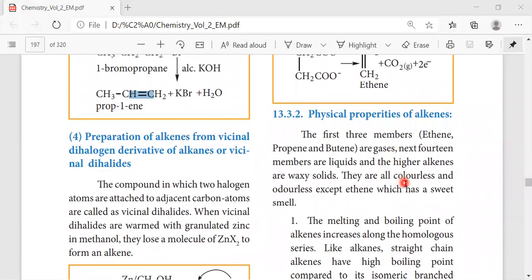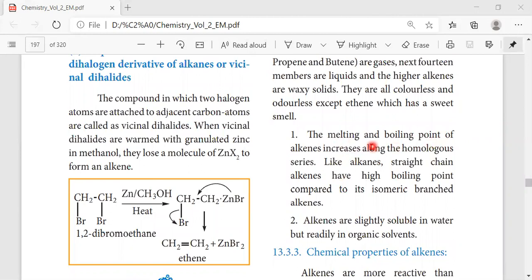Then comes the physical properties of alkene. Here also it is the same. The melting point and boiling point of this alkene series are considered for straight chain and then branched chain. Of both, the straight chain will have a higher boiling point when compared with the branched alkene. And also the solubility: in water it is slightly soluble, and in organic solvents it is readily soluble.